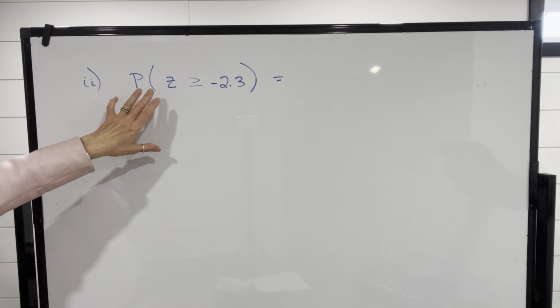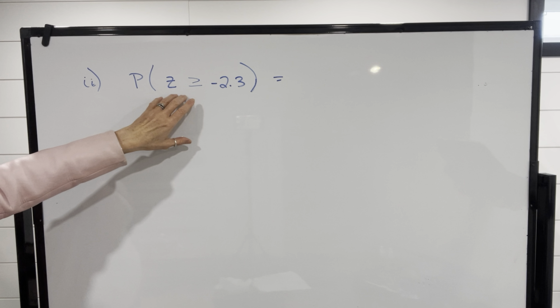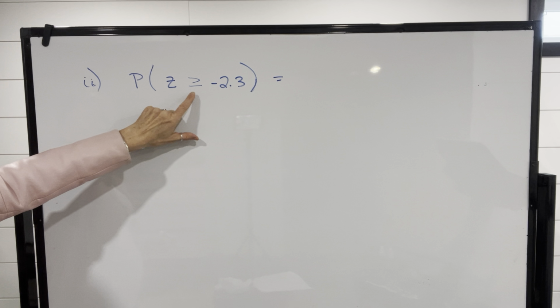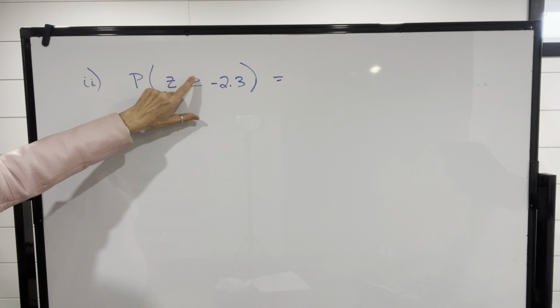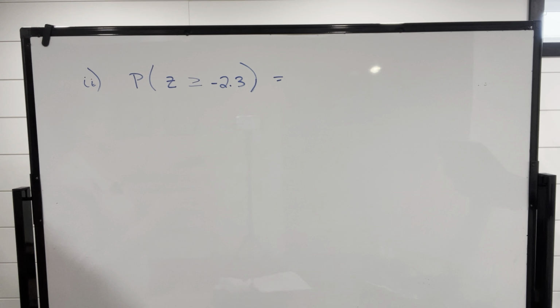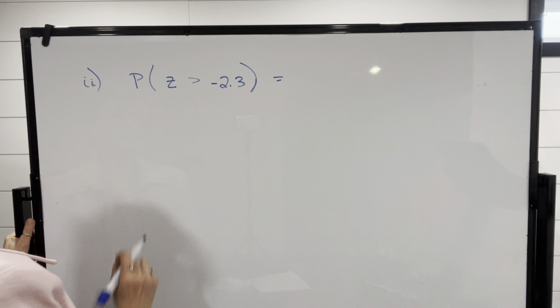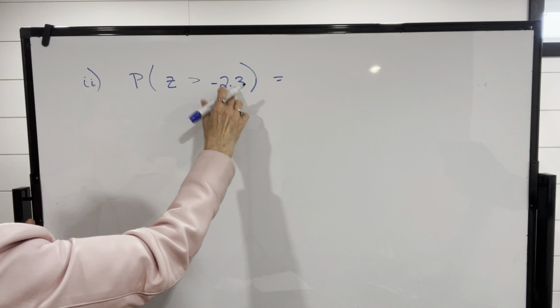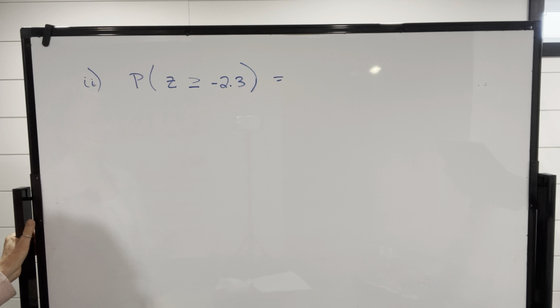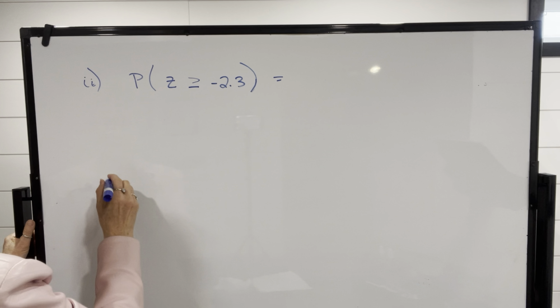My second example, I want to find the probability that Z is greater than or equal to -2.3. I want to point out that you might see the equal sign with the inequality sign, or you might not, and you do it exactly the same. That will not make a difference. So if it was just greater than -2.3, the answer would be the same as if it's greater than or equal to. So again, let's make a little drawing.